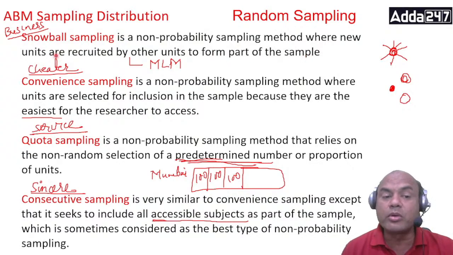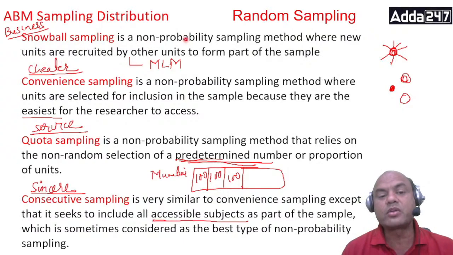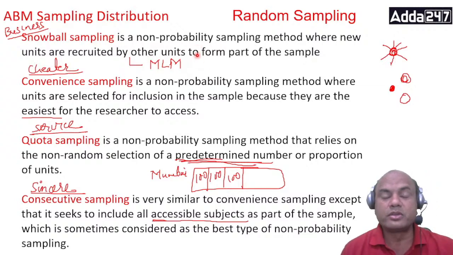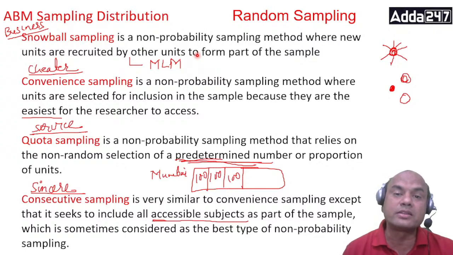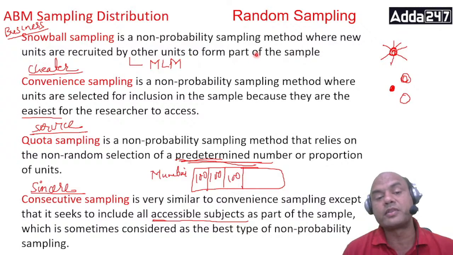This snowball is asked every time in the exam, every time. This is similar to MLM, multi-level marketing. You know that, right? You recruit one person, then that person will recruit three persons, those three will again recruit three, and it goes on and on, right? So that is the same way, where new units are recruited by other units to form part of the sample.